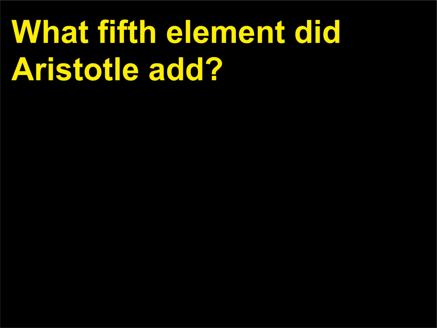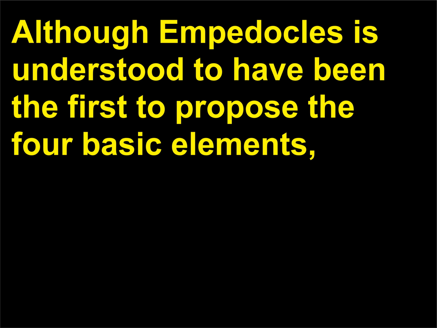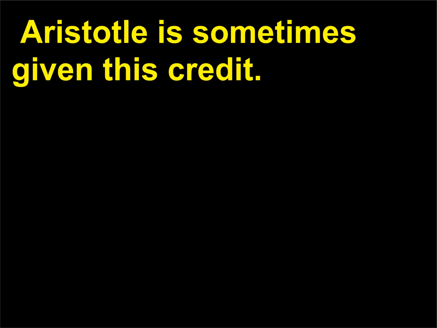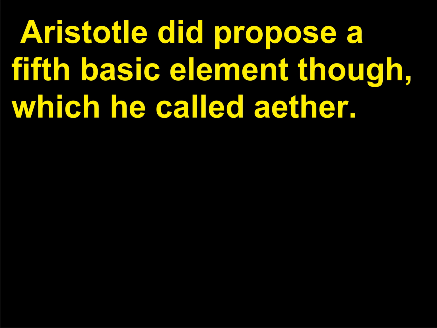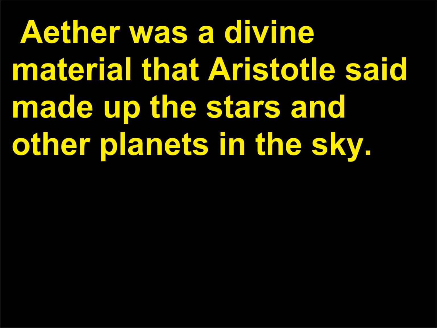What fifth element did Aristotle add? Although Empedocles is understood to have been the first to propose the four basic elements, Aristotle is sometimes given this credit. Aristotle did propose a fifth basic element though, which he called ether. Ether was a divine material that Aristotle said made up the stars and other planets in the sky.